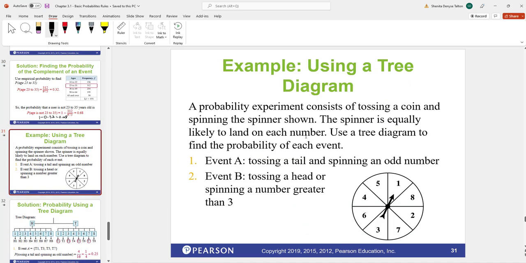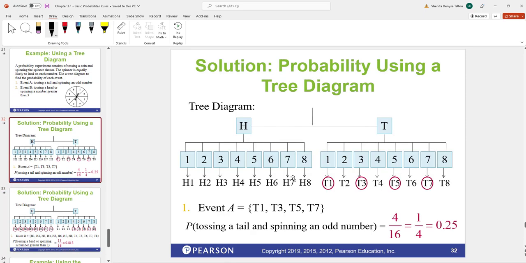A probability experiment consists of tossing a coin and spinning the spinner shown. The spinner is equally likely to land on each number. We're going to use a tree diagram to find the probability of each event. The first one is tossing a tail and spinning an odd number. So let's look at our tree diagram.